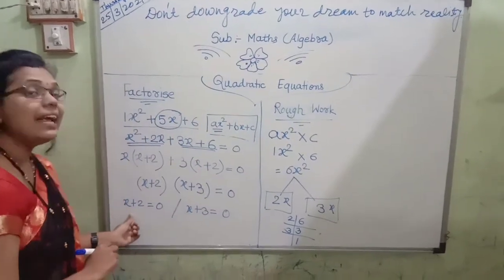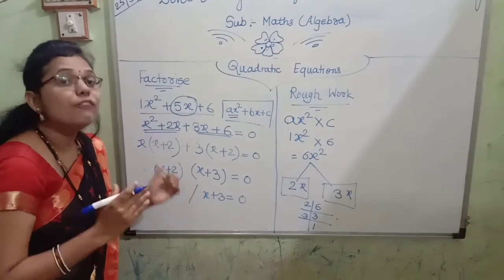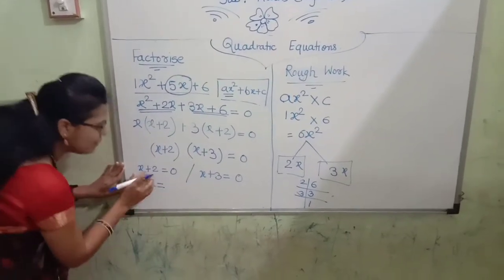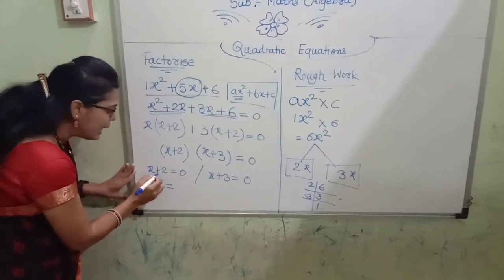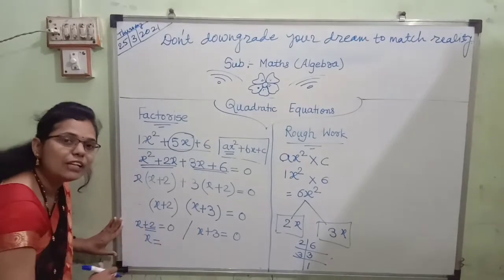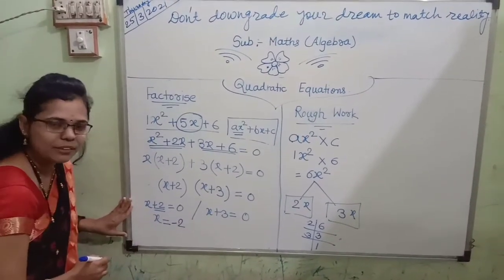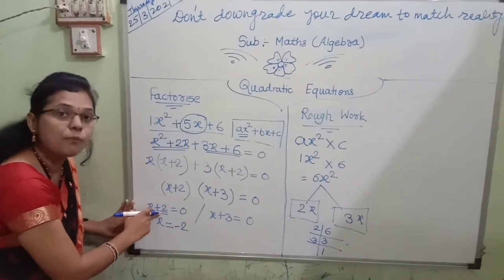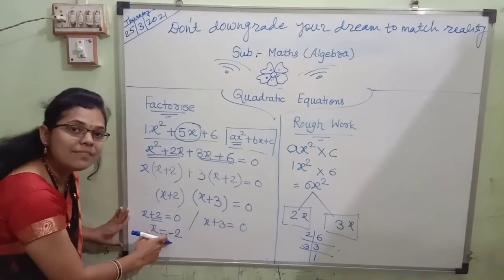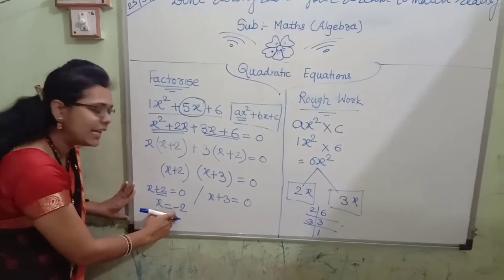Now see children, x plus 2 one side is equal to 0. Then what is the value of x? So this 2 will be crossing the equal to sign. Right now it is for the addition. When it crosses, it goes for the subtraction, means with the negative sign. So right now here it is positive number. When it crosses equal to sign, it becomes negative. So what is the value of x? X is equal to negative 2.